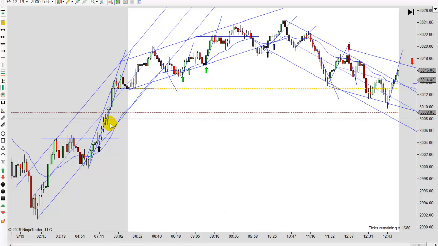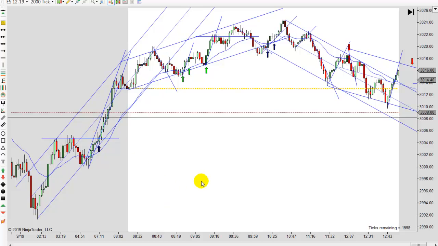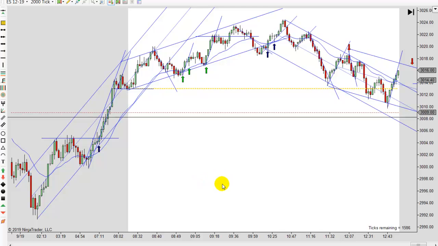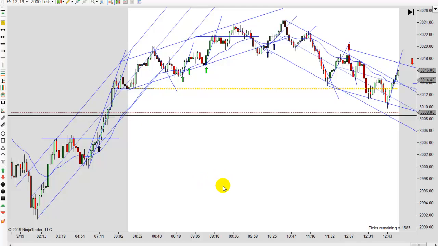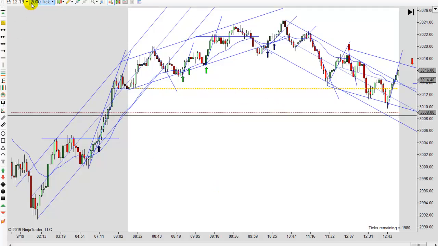Tick charts are not static like time-based charts. No two tick charts look exactly the same. They just don't. I'm not going to go into all the details, but the way a tick chart works is not the same as a time-based chart. These are not time-based charts. These are tick charts. This is actually a 2,000 tick chart. You can see it right there.